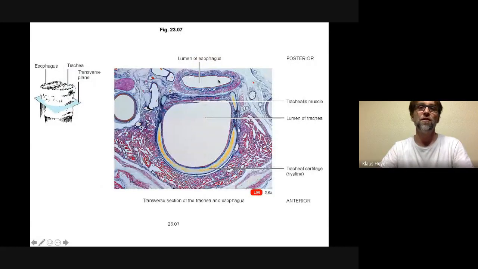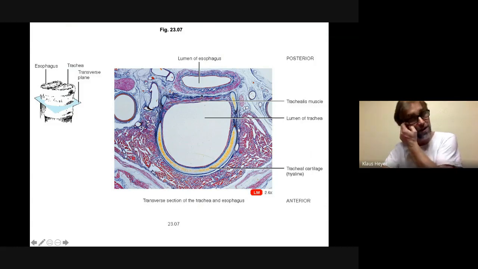And so the esophagus, you see, is rather flat. It's a transverse section. The esophagus is rather flat, and so you see the hyaline cartilage here is kind of C-shaped, so that this esophagus gets room to expand a little bit if it needs.